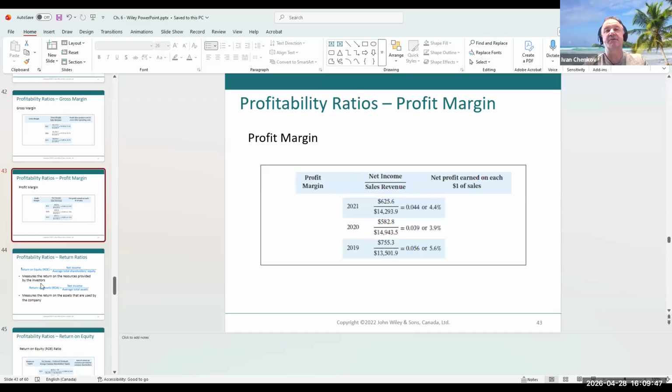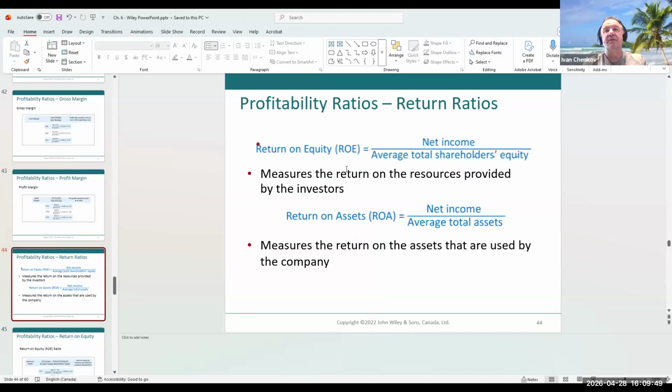profit or margin ratio. Profitability ratio on the return on equity will be net income divided by average total shareholders' equity. How are we going to get that average total shareholders' equity? Again, simple: average, beginning plus the end divided by 2. Return on assets will again have net income as our numerator. The denominator will be the simple average of total assets, beginning plus the end divided by 2.